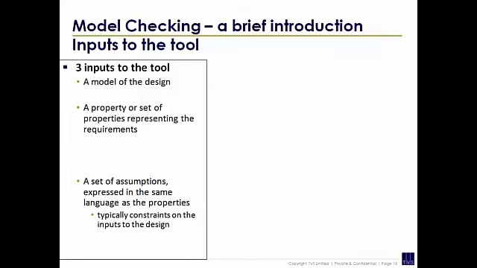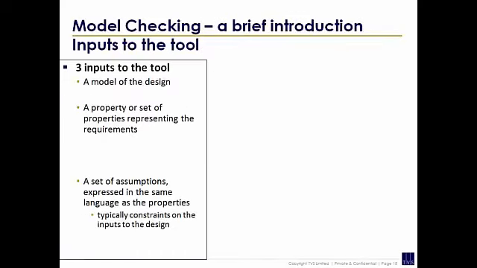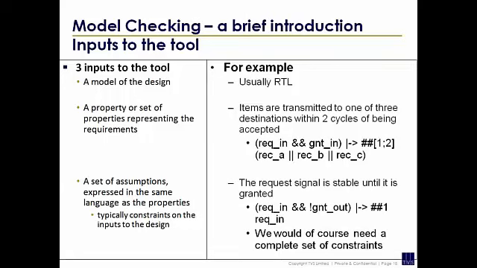Formal takes 3 inputs to the tool: the model, which is usually RTL, a set of properties, and a set of assumptions. So it's similar to what I said in the simulation environment, where we have to constrain to be legal. You also have to constrain this, to only consider the legal space. Some of these are going to be illegal, and you have to constrain them away. So there are some examples there. Usually RTL, maybe Verilog, maybe another HDL.